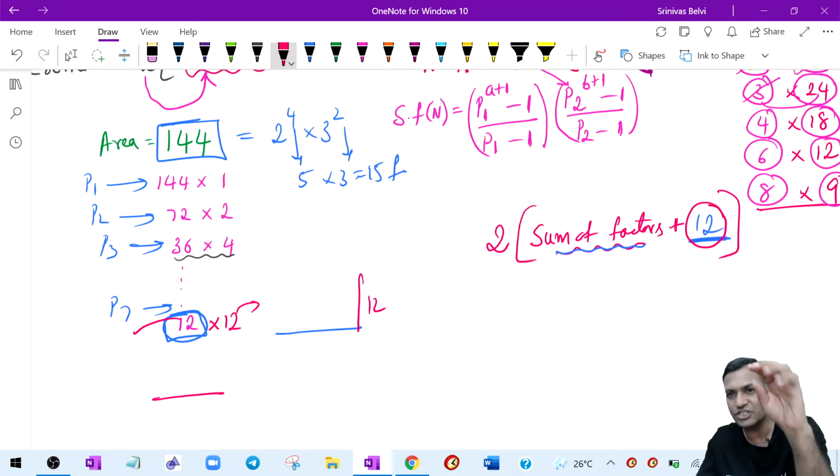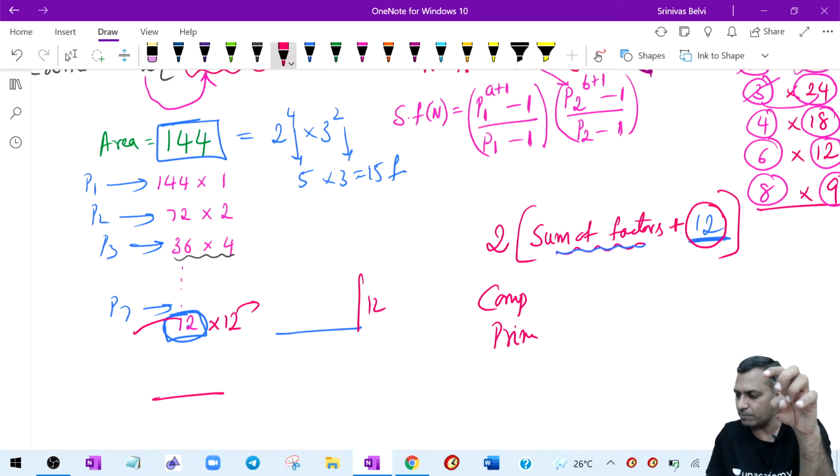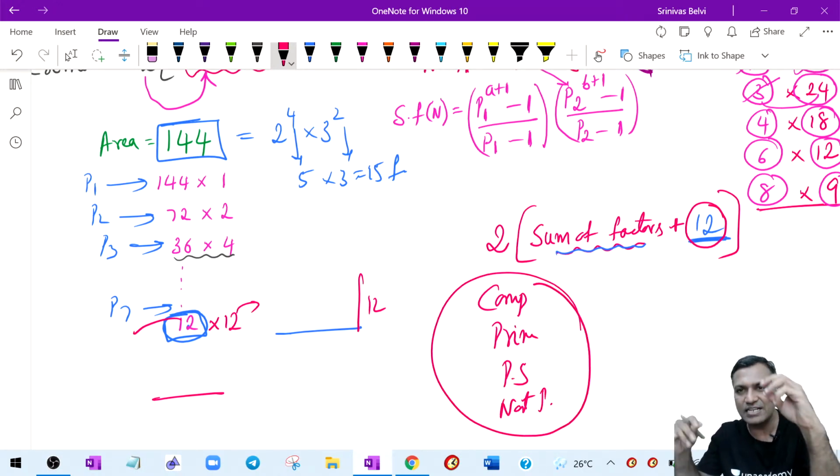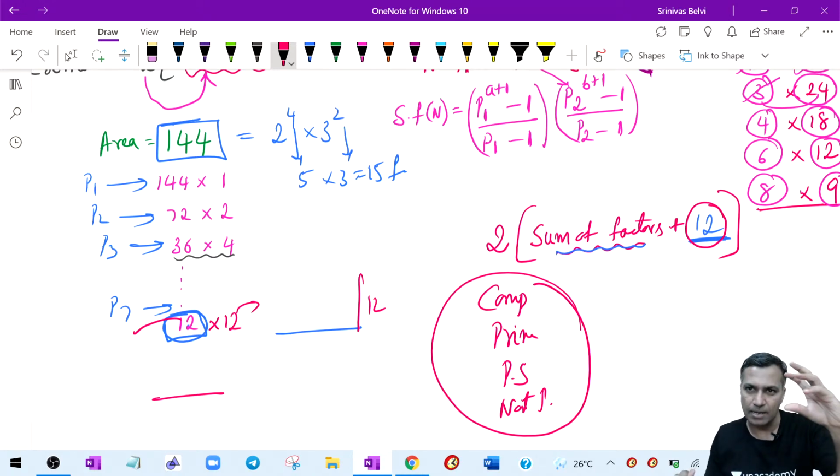That is what I'm attaching before doubling. Understood? So these are the silly mistakes we do sometimes. So you need to pay attention to composite number, prime number, perfect square, not a perfect square. Now these have to be handled a little carefully. Composite number, the nature will change.